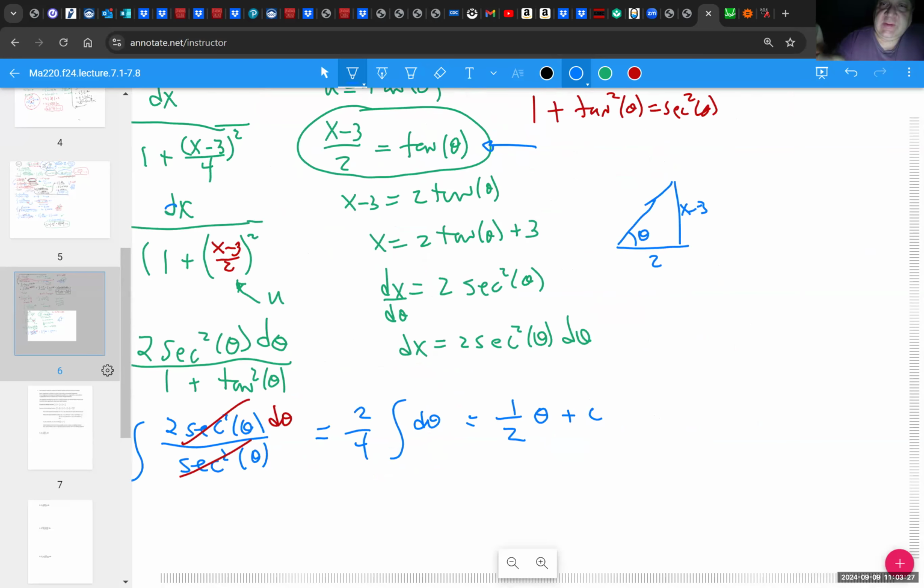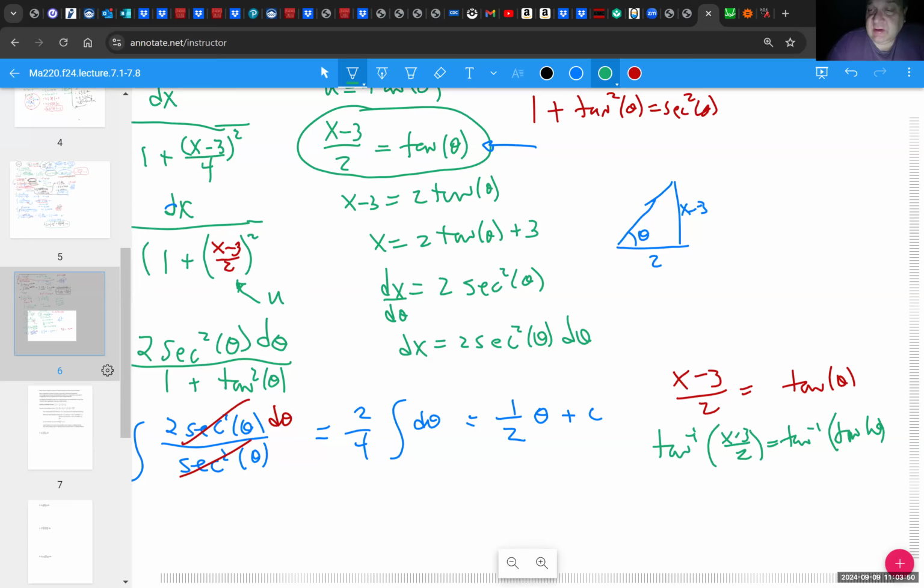We know our substitution is x minus 3 over 2 is equal to tangent theta. So we need to get rid of the tangent. We're just going to take the inverse tangent on both sides, or the arctangent if you're old school like me. The inverse tangent and the tangent are inverse functions. They will undo each other, leaving just theta. So theta is equal to the arctangent, inverse tangent of x minus 3 over 2. And that's what we put in for theta.